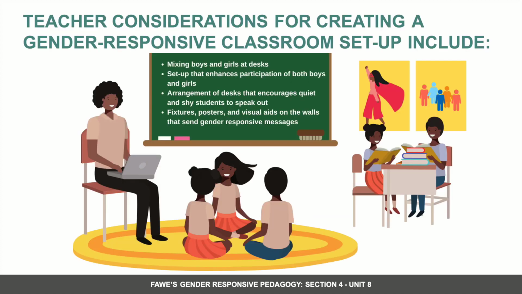How the classroom is set up or arranged can contribute positively or negatively to the learning process for girls and boys. Creating orderly and interactive learning environments considers a number of factors. For teachers, some of those considerations include mixing boys and girls at desks, setup that enhances participation of both boys and girls, arrangement of desks that encourages quiet and shy students to speak out, and fixtures, posters, and visual aids on the walls that send gender responsive messages.